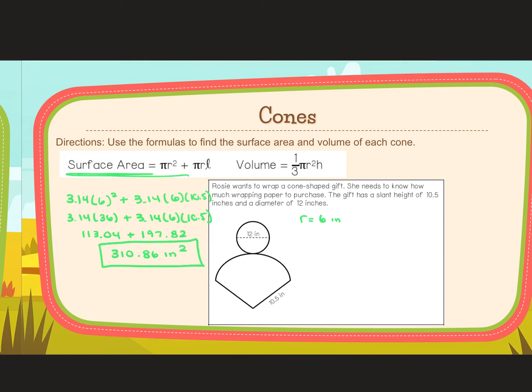All right, so going back in context of the problem, she needs to know how much wrapping paper to purchase. So we'll say approximately. So here we can approximate. Let me erase it a little bit better. So we can say that she needs approximately, or needs about 311 square inches of wrapping paper.